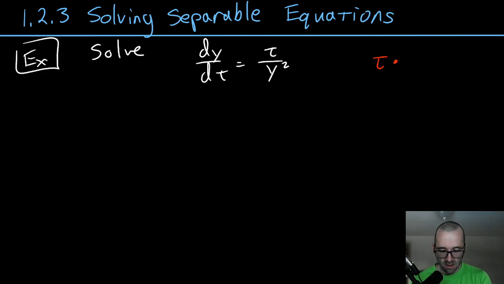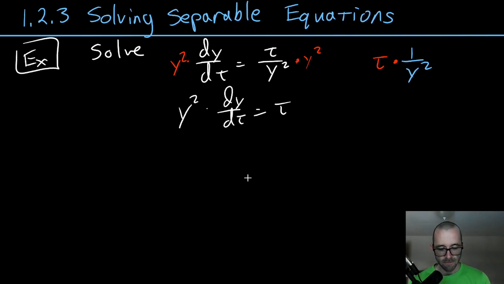It's just t times 1 over y squared, some function only of t times some function only of y. This is separable, so we're going to solve it by separating. Okay, let's move the y's over to one side and the t's over to the other side. To do that, we're going to have to multiply both sides by y squared. When we do that, we get y squared times dy/dt equals t.